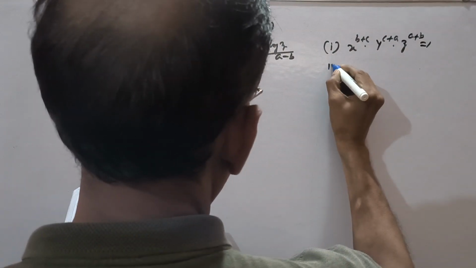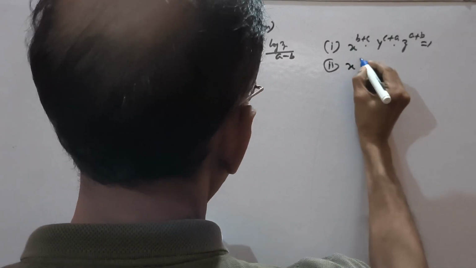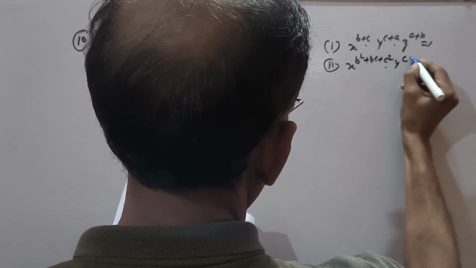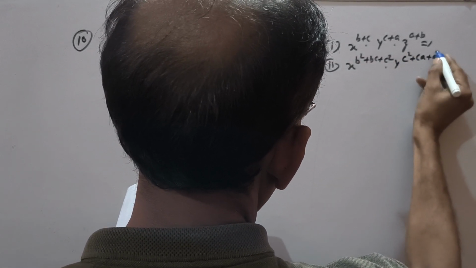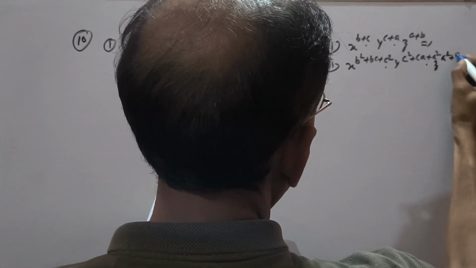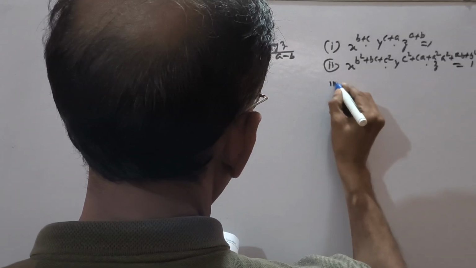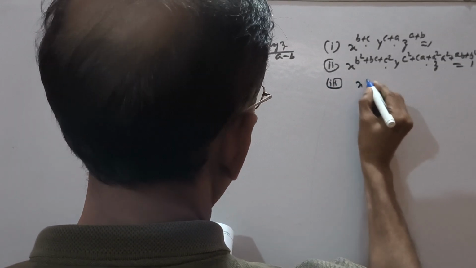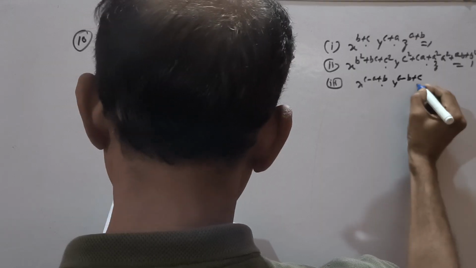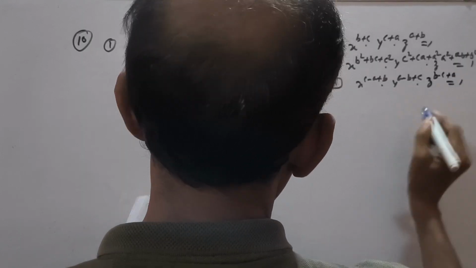This is number 1. Number 2 I am also writing here. Number 2: x to the power b square plus bc plus c square into y to the power c square plus ca plus a square into z to the power a square plus ab plus b square is equal to 1. Number 3 is also given, it is simple only: x to the power b minus c plus a into y to the power c minus a plus b into z to the power a minus b plus c is equal to 1.